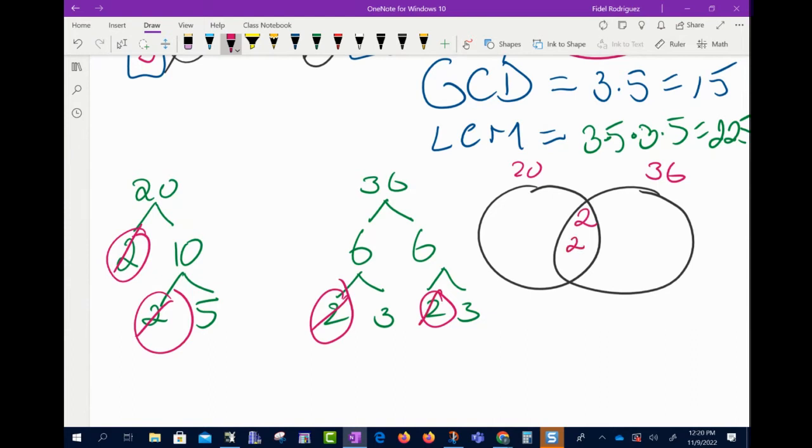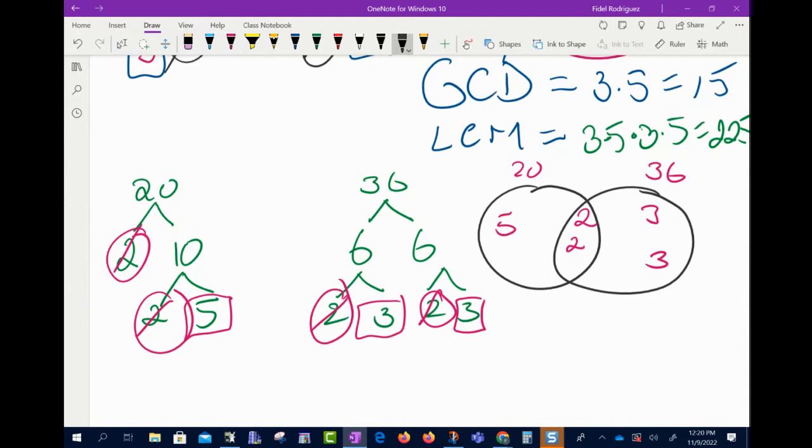Now, what other numbers did I have in 20 that I hadn't used yet? Oh, look, that 5. So that 5 is going to hang out over there. And what numbers did I have in 36 that I hadn't used yet? Oh, those 3s. So both of those 3s are going to hang out this way.